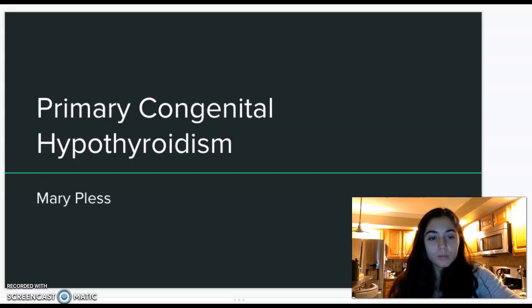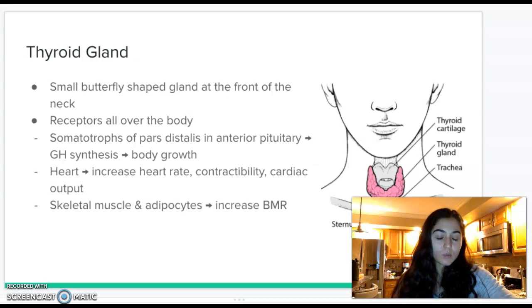So today I will be talking about primary congenital hypothyroidism. To start, I'd like to describe what the thyroid gland is and its function. It is a small butterfly-shaped gland at the front of the neck. You can see here in this diagram. It has receptors all over the body, but the thyroid hormone functions really to boost metabolism and growth.